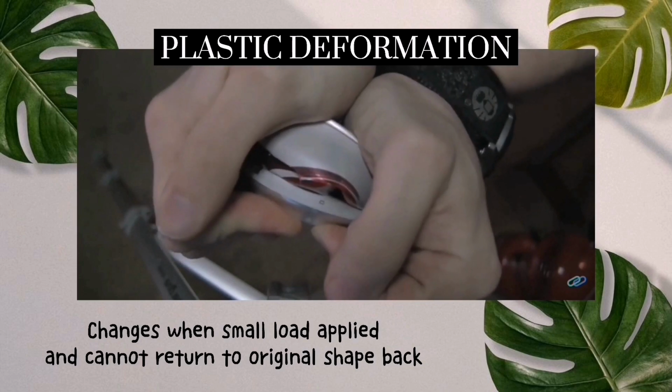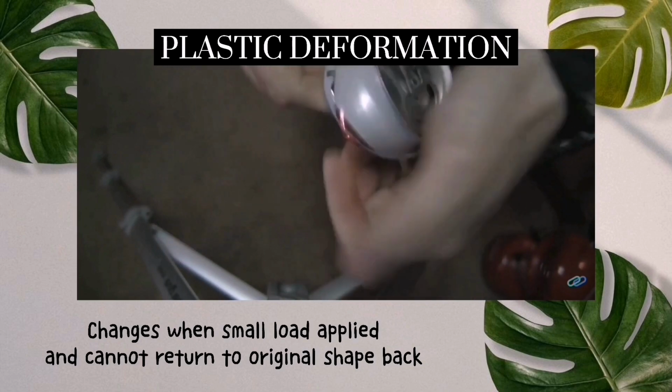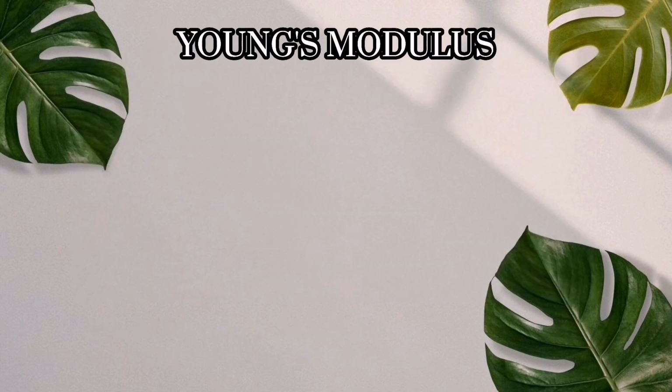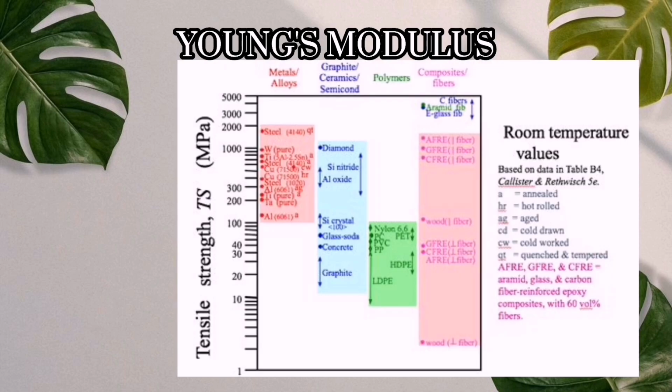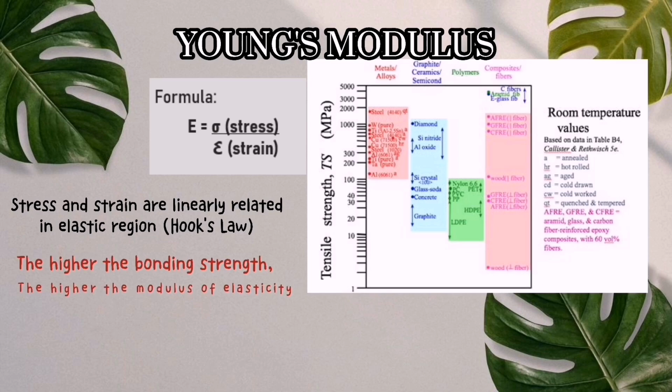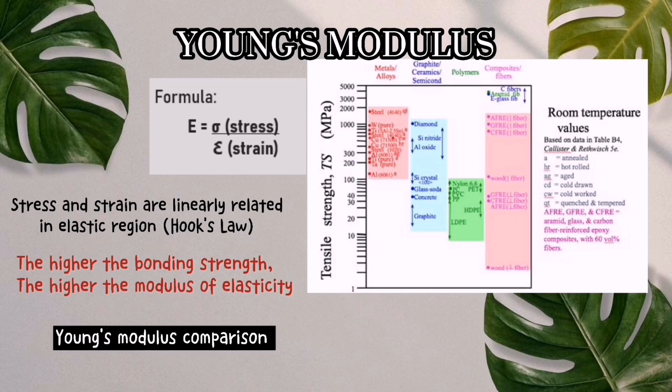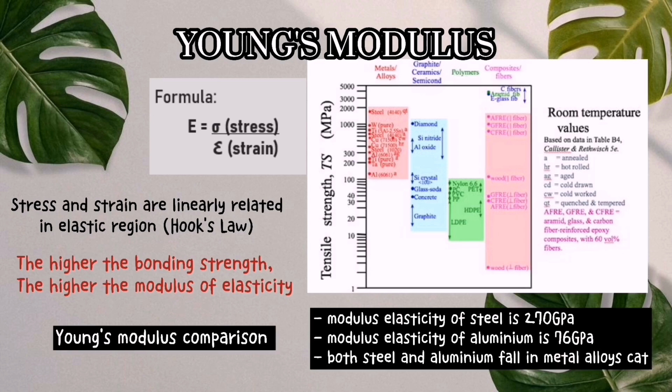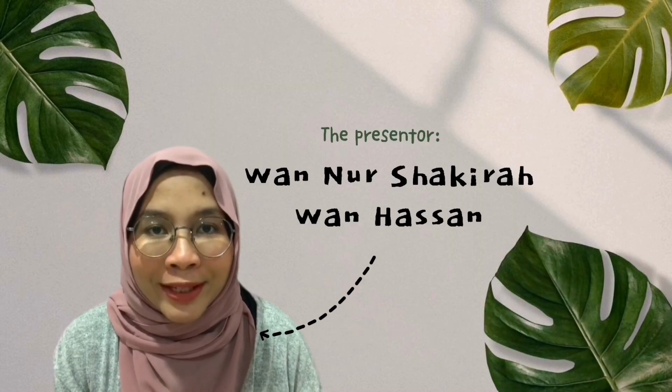its original shape. And other than that, under elastic deformation, there is the modulus of elasticity or Young's modulus. Young's modulus is where stress and strain are linearly related in the elastic region. Hooke's law. The higher the bonding strength, the higher the modulus of elasticity. And lastly, Young's modulus comparison. As an example, the modulus of elasticity of steel is 270 GPa and aluminum is 76 GPa. Based on the data shown, steel and aluminum fall in the metal alloys category. Let's talk about yield stress or yield strength.